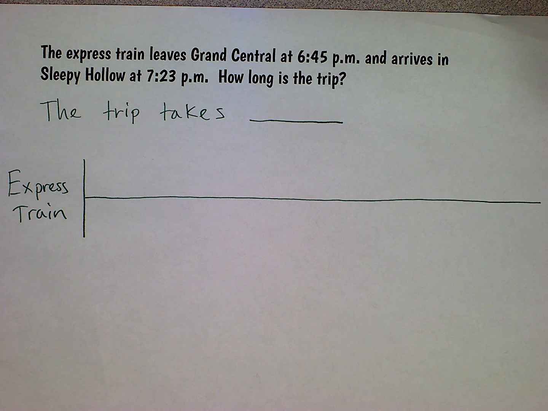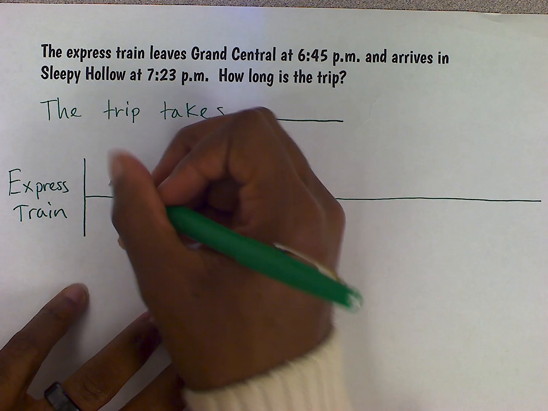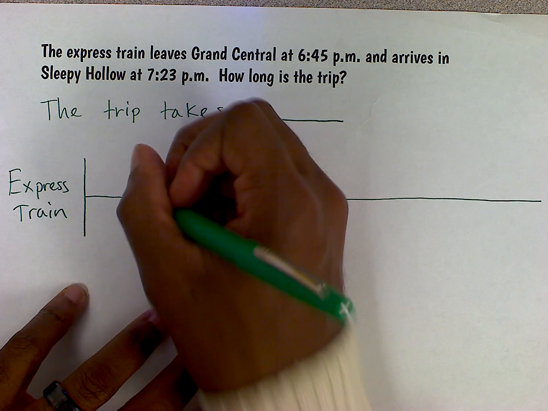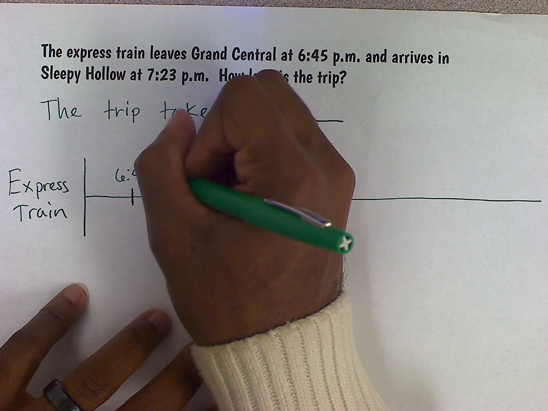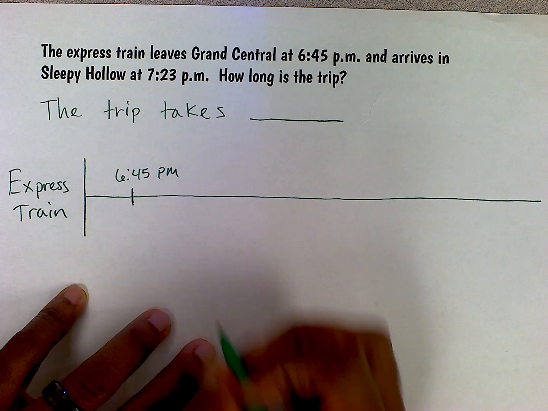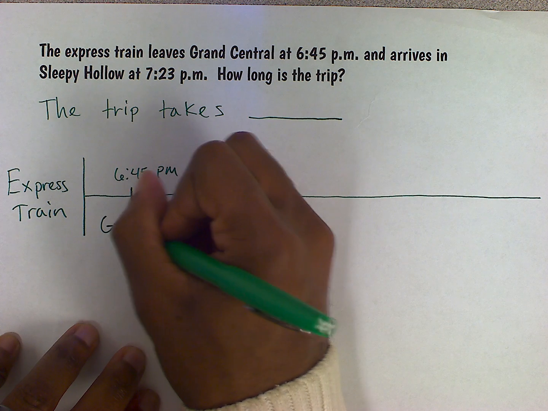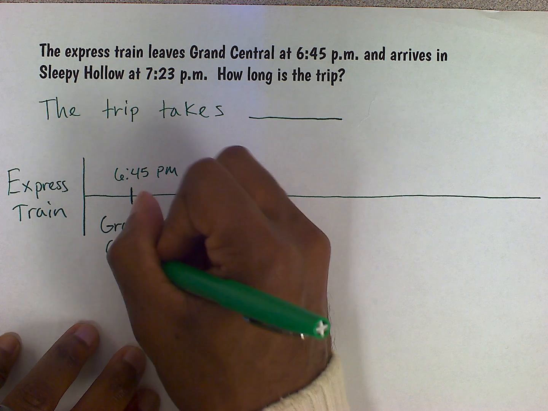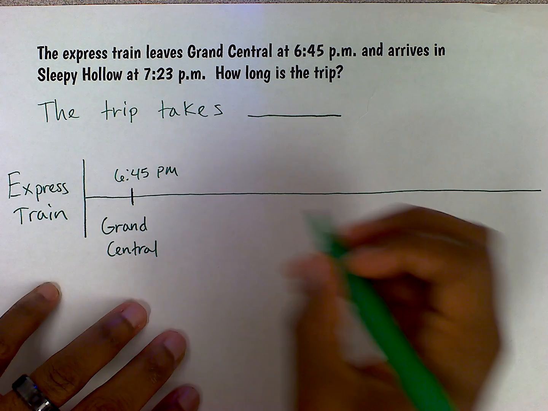The fourth step tells us to draw our model. And to draw our model, we're just going to pay attention to our start time, or what time it leaves Grand Central, and the time that it arrives at Sleepy Hollow. We know it starts at Grand Central at 6:45 p.m. So I'm just going to write 6:45 p.m. right there at the top. And just below that, I'm going to write Grand Central. Our goal is to arrive in Sleepy Hollow at 7:23 and find out just how long that actually takes.